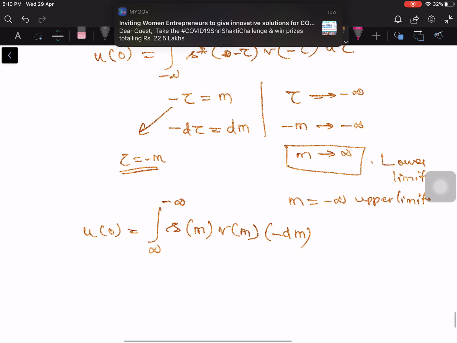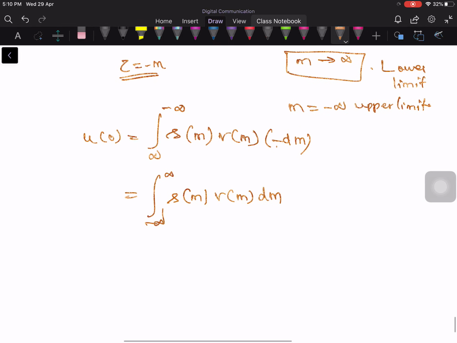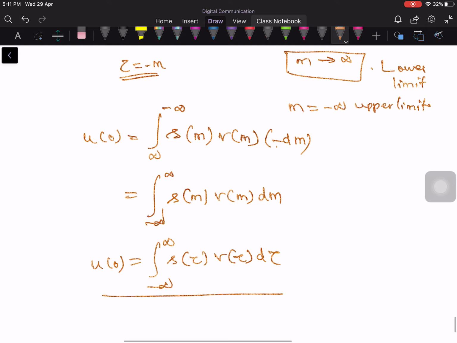Now you interchange the limit, and if this minus and that limit, if you do the interchange of the limit, then those minus will get cancelled. So it is again minus infinity to plus infinity, s of m v of m times dm. Now again change the variable like m to tau, so s of tau v of tau d tau, minus infinity to plus infinity. So this is my u of 0, sampling at t equal to 0.